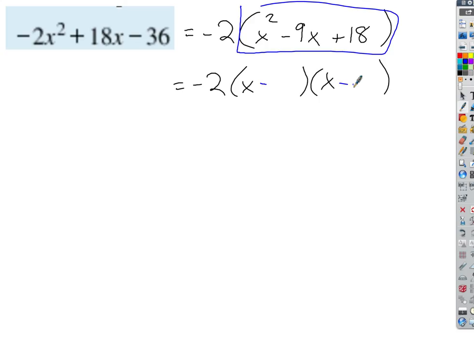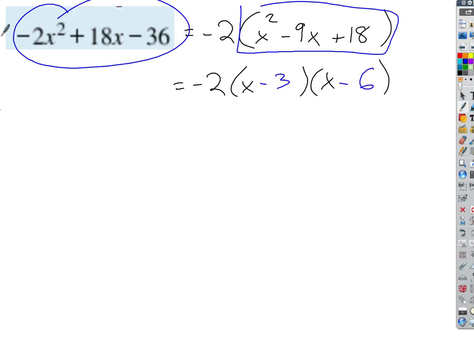Negative 3 and negative 6. Good. And so that's my answer. Now it's wrong if I don't include the negative 2, because when we write this in factored form, it means that if I were to undo everything I did, if I were to multiply this whole thing out, I'd have to get this answer, right? So the negative 2 does have to be there. Okay?